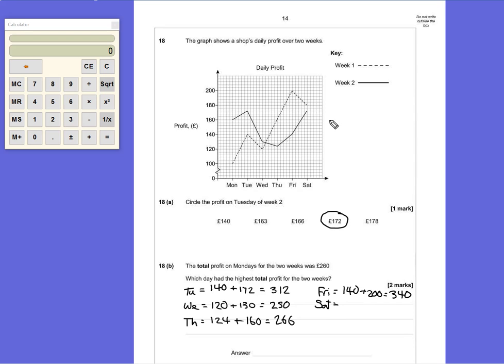If we look at Saturday then, in week 1, they made £180. On week 2, carefully counting, we can see that's 172. Put those two numbers together, we end up with £352, which means that Saturday was in fact the highest total profit. So the correct answer, to make sure we have actually answered the question, which day was it? It was Saturday.